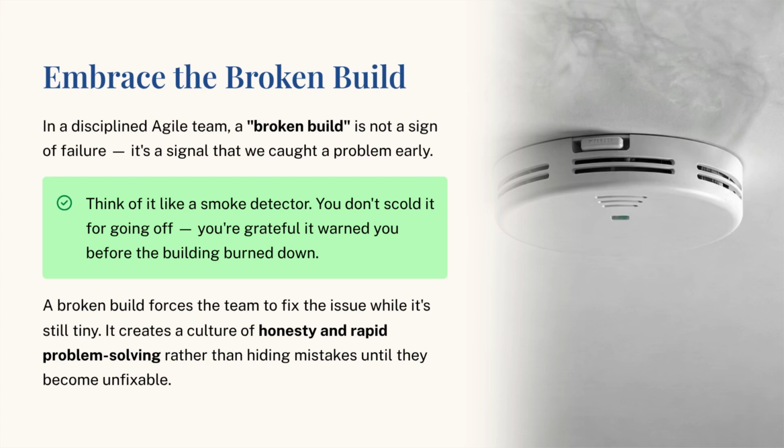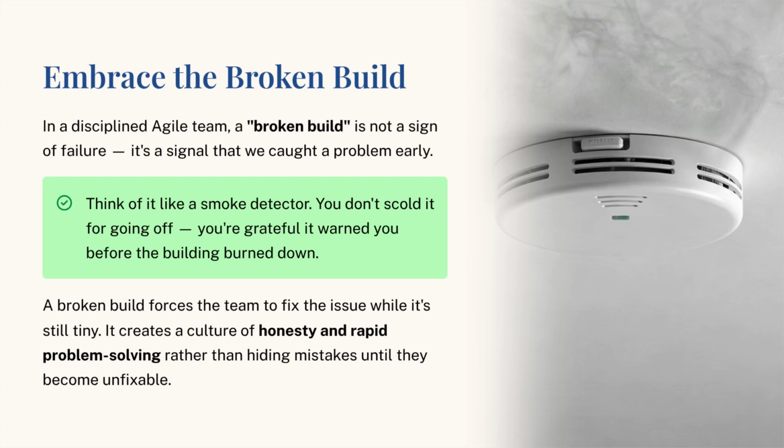Think of it like a smoke detector in your office. When it goes off, you don't scold the smoke detector for being annoying. You are grateful it warned you about the fire before the whole building burned down. If your build breaks, it is actually a good thing because it forces the team to address the issue while it is still tiny and manageable. We stop what we are doing, fix the error, and move on. It creates a culture of honesty and rapid problem solving rather than one where we hide our mistakes until they become unfixable.